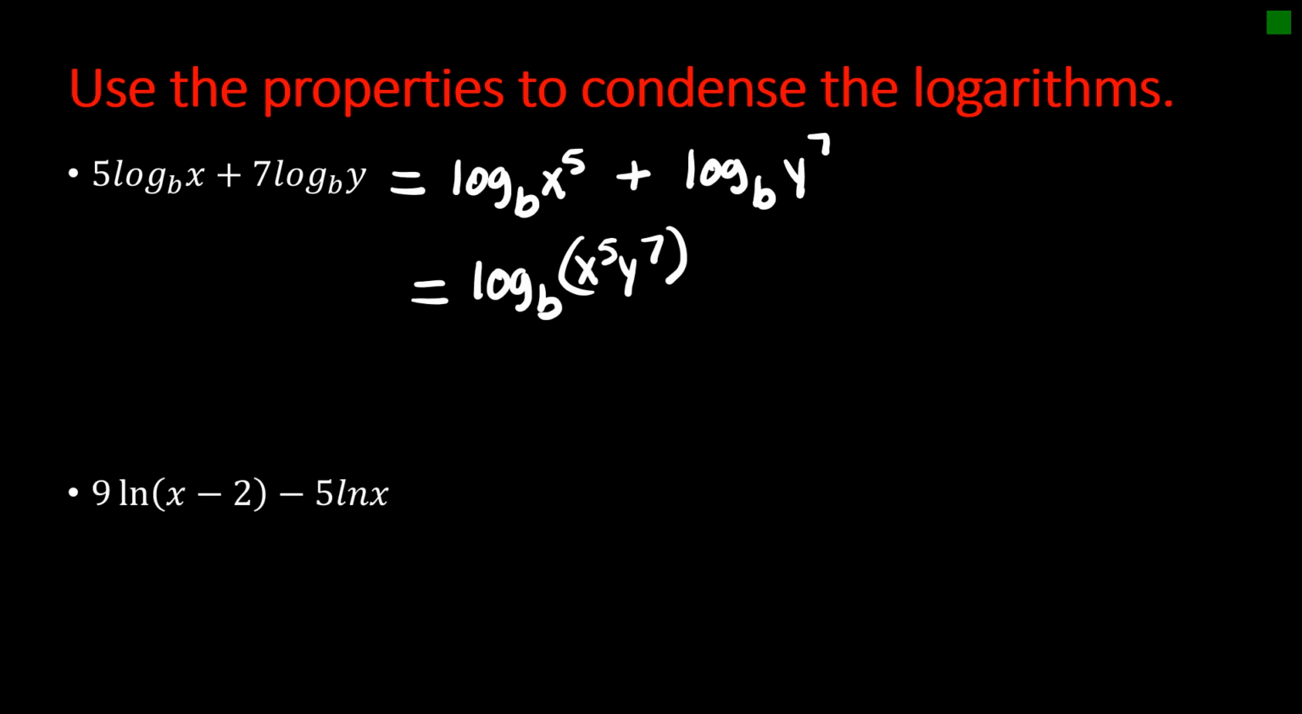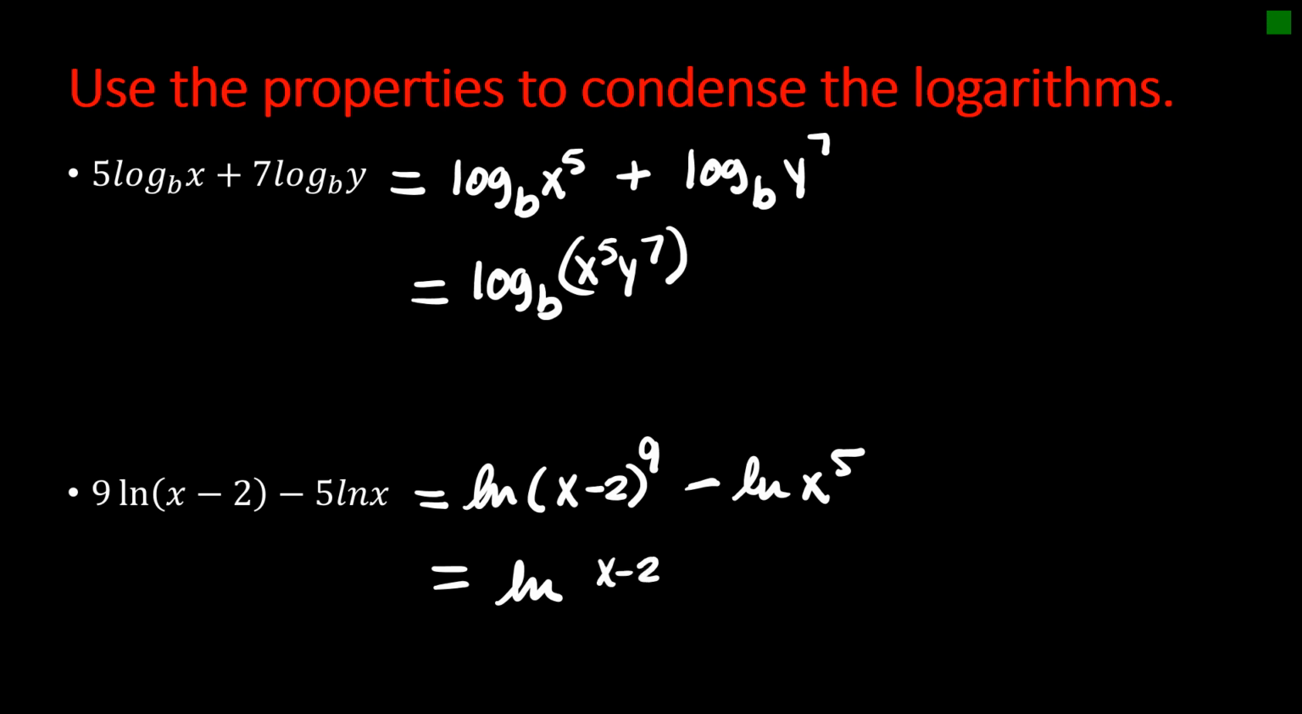Let's look at another one. We have 9 natural log x minus 2 minus 5 natural log x. Again, we should notice that we have coefficients that can go up as powers. So we have natural log x minus 2 to the 9th minus natural log x to the 5th. And then we have a difference here, and the difference will go together as a quotient. So we have natural log of x minus 2 to the 9th over x to the 5th.